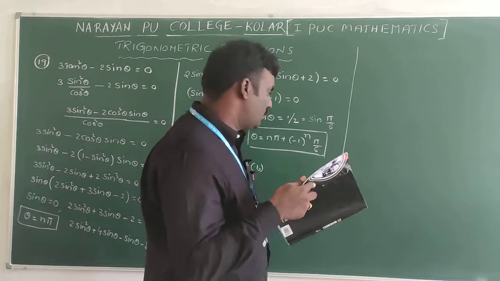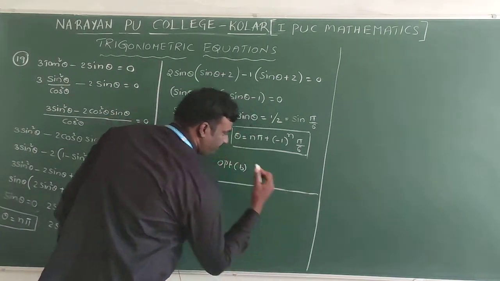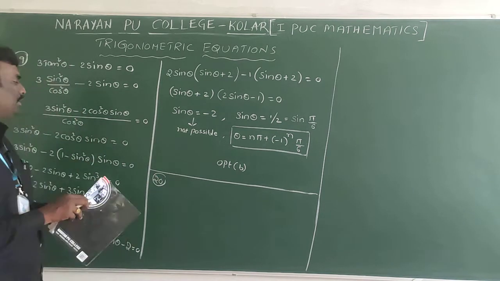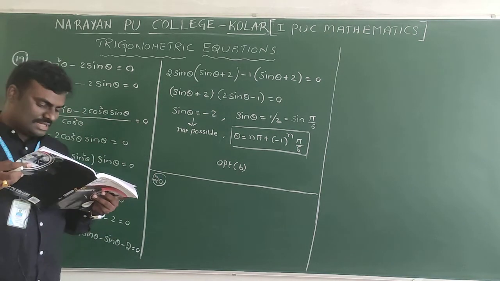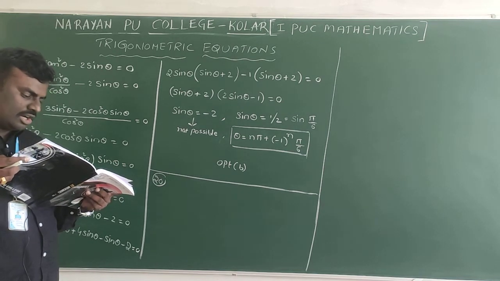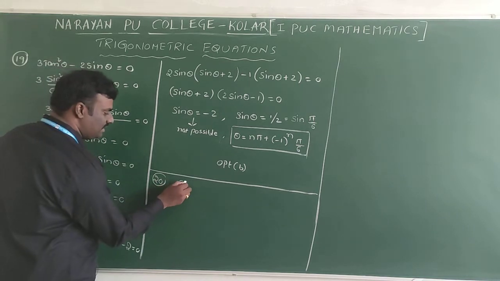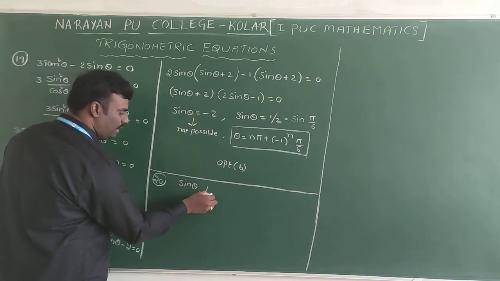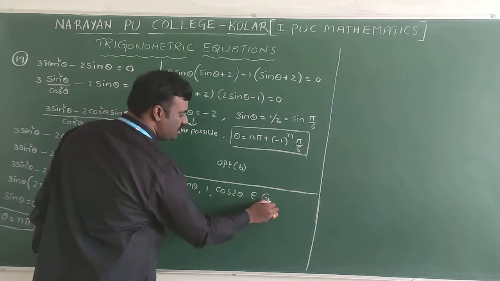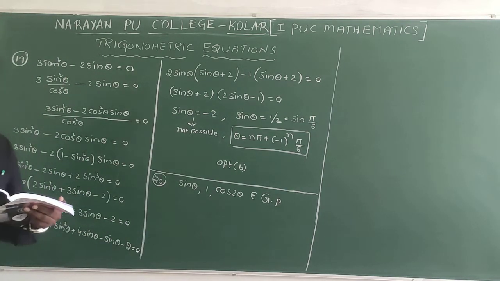Next, question number 20. So listen, question number 20. In question number 20 they have given sin theta, 1 and cos 2 theta are in GP. Sin theta, 1, cos 2 theta belong to a GP.